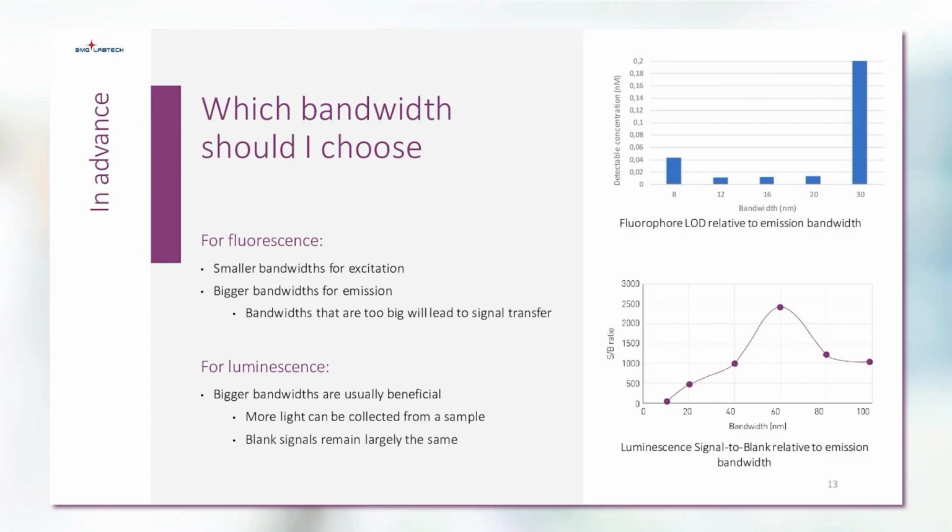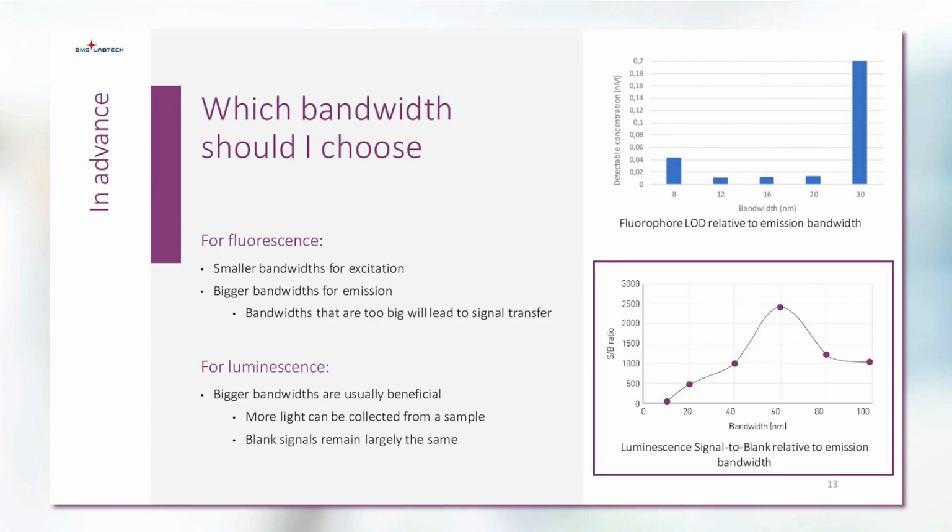For luminescence-based assays, usually larger bandwidths are beneficial, which you can see in the figure to the lower right, since more light can be collected from a sample while blank signals remain largely the same. Ideally, this results in high signal-to-blank values. Here we plotted the signal-to-blank ratio against different emission bandwidths. As you can see, signal-to-blank ratios increase significantly with the increase in bandwidth.